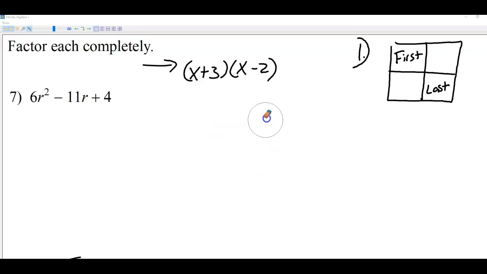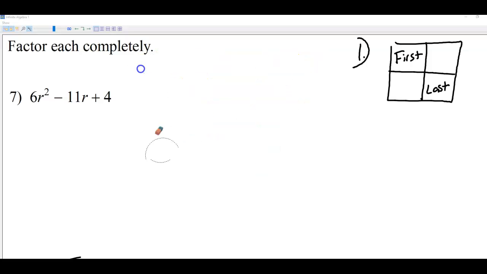So first term goes in the top left, last term goes in the bottom right. So let's do that. Step one. What am I going to put here? 6r squared. And down here? 4. All right, so that's the first thing we're doing.